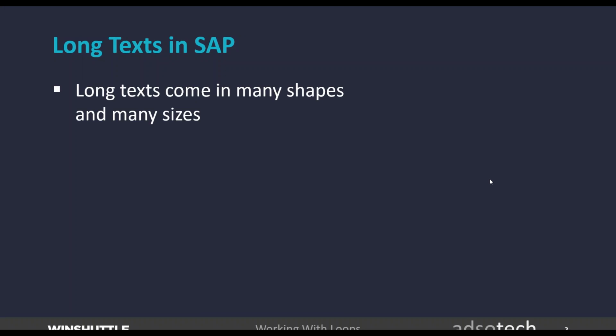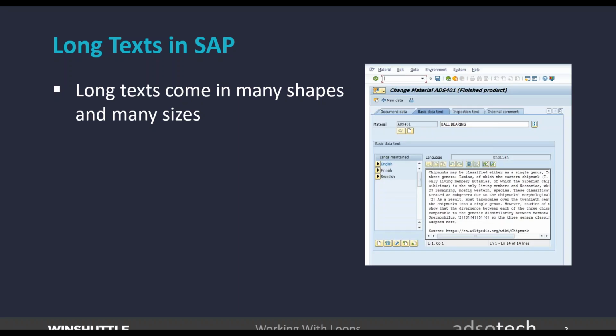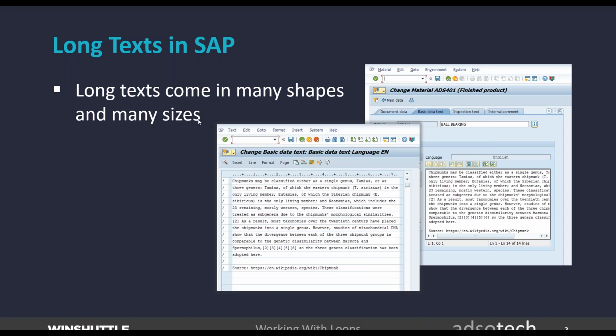So long texts in SAP come in many shapes and many sizes. They could be these kind of large text boxes where you have the whole entire long text object in basically a single large field, or the same text can be represented in a so-called editor view where the same data is spread over multiple lines, so split into multiple lines.